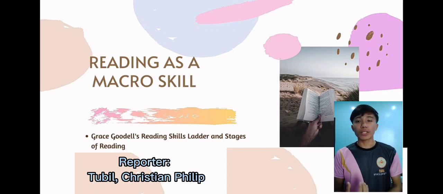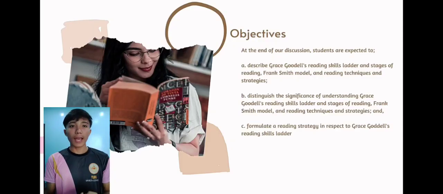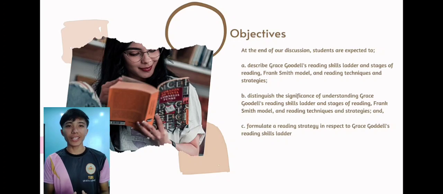So for today's discussion, we'll be talking about Goodell's reading skill ladder and stages of reading. Before we jump into the main topic, let me introduce first our lesson objective or learning outcome. Objectives. At the end of the discussion, students are expected to describe Grace Goodell's reading skills ladder and stages of reading, distinguish the significance of understanding Grace Goodell's reading skills ladder and stages of reading, and formulate a reading strategy with respect to Grace Goodell's reading skills ladder.